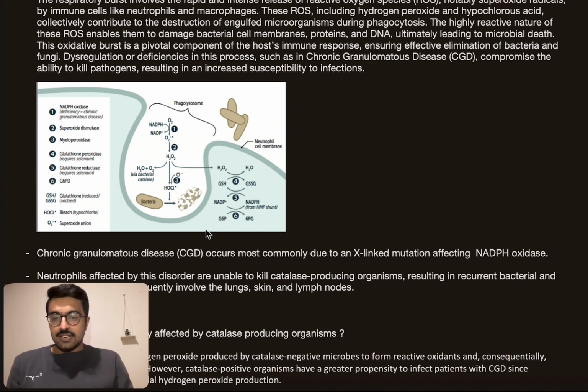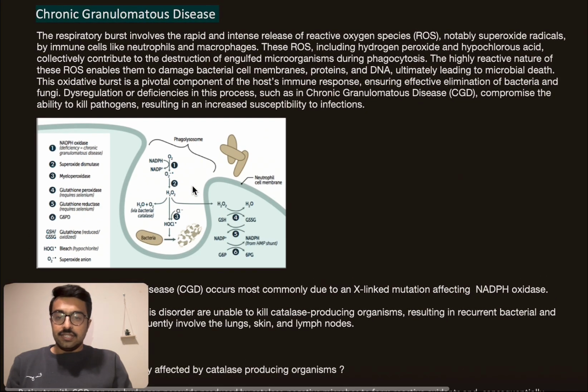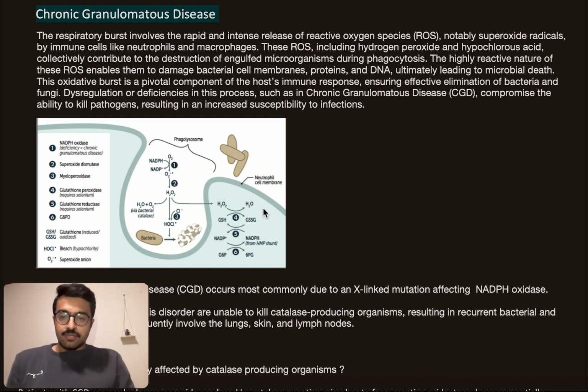So the important thing here is that NADPH oxidase is the first enzyme that initiates this whole process, ultimately leading to the killing of the bacteria. So this is the normal physiology of the respiratory burst that occurs in the phagolysosome. Here, this whole process has occurred inside the neutrophil, which is the majority of the cells that kill the bacteria inside our body.